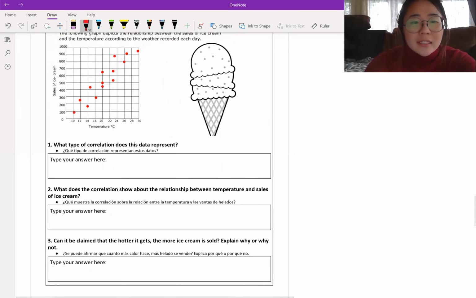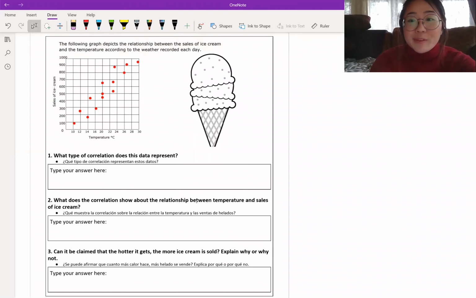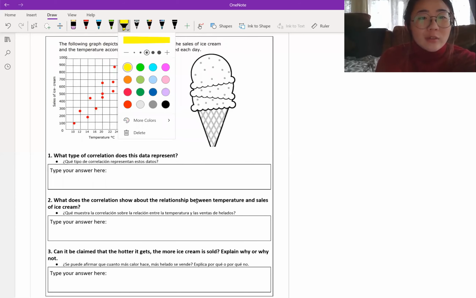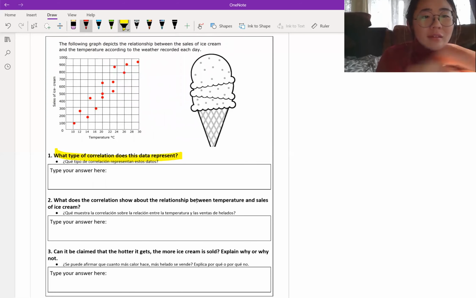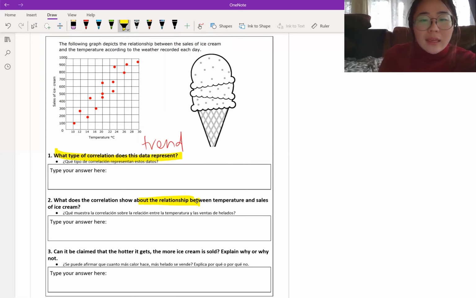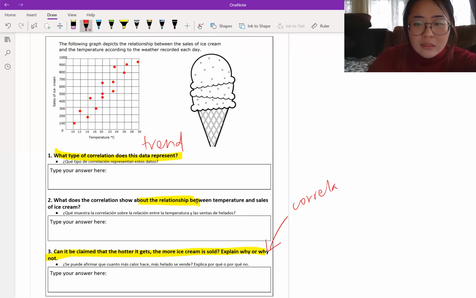Moving on to the next page. Okay, a lot of similar things. You should be able to do this on your own without my help at this point. This graph is talking about ice cream sales and temperature. For this question, I'm asking about the trend. And for this one, I'm talking about the relationship. And this last question, I want you to think about the difference between correlation and causation. This is a review from our last video.